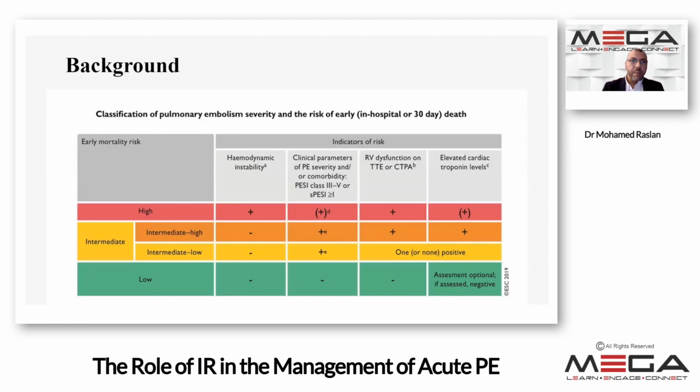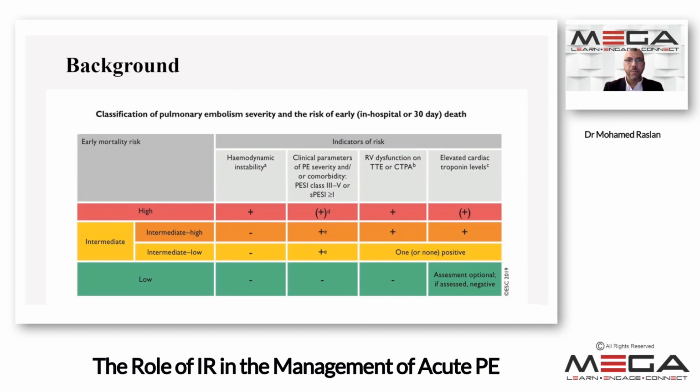Okay, this is simply the classification. As you can see, the low risk is straightforward, everything is negative. For the high risk, everything is positive. The gray zone is the intermediate risk with its subclassification into high and low. As you can see here, it is the right ventricular dysfunction and the elevated cardiac troponin which differentiate between these two subclasses.